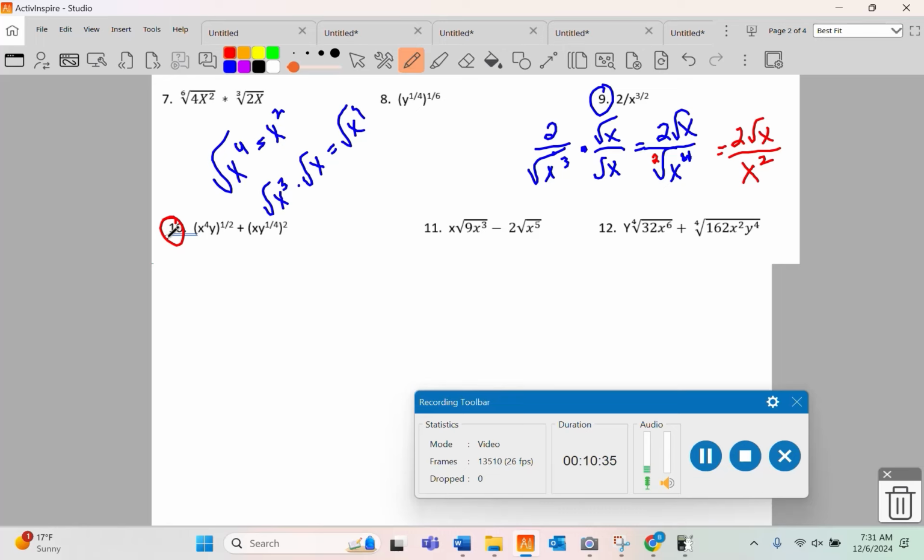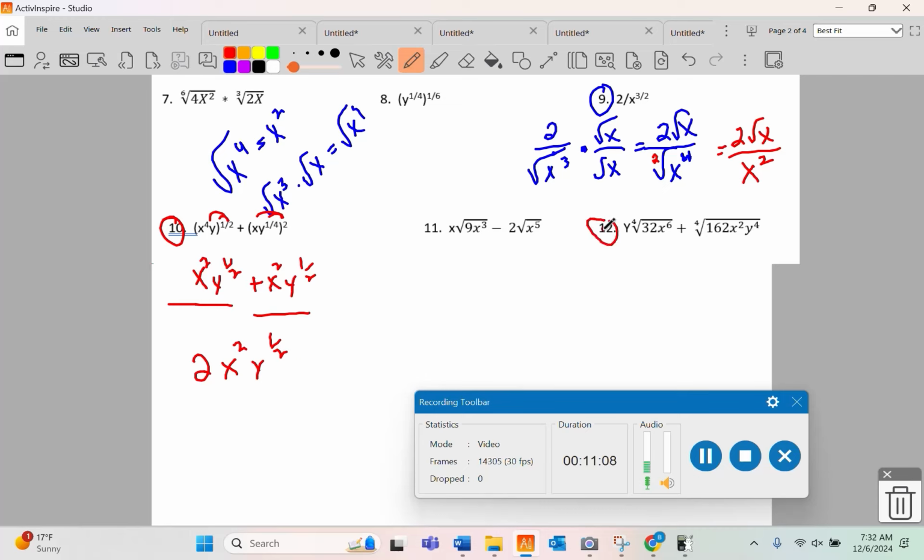All right. Number 10, we've got some addition going on. This one shouldn't be too terribly bad. We'll just distribute that half and see what happens. We distribute that half, we'll have x squared y to the half. We distribute that 2, we'll have plus x squared y to the half. And these are like terms. There's 2 of them. So it's 2x squared y to the 1/2.